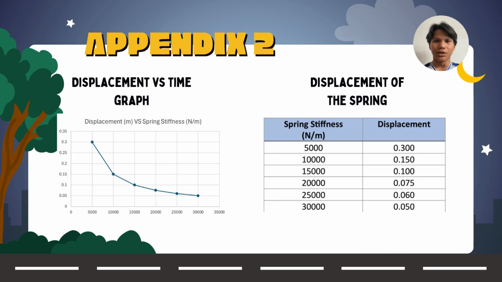Okay, so for appendix 2 analysis, it shows that different types of stiffness lead to different displacement of the spring. We calculate the displacement based on Hooke's law, where the displacement equals force divided by stiffness. We just assume the force is equal to 1,500 Newton on one wheel. As shown in the graph, the higher the stiffness, the smaller the displacement.